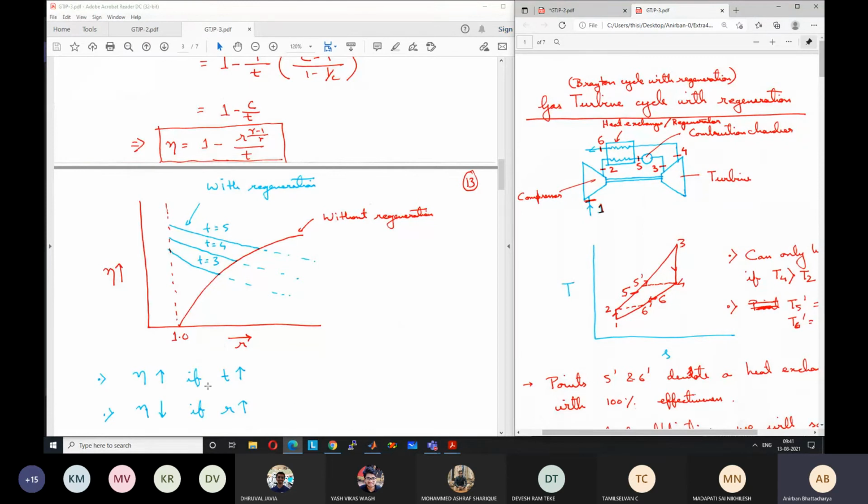Now tell me the other case: what is happening if R is fixed but the temperature ratio is increased? Why does the efficiency increase?